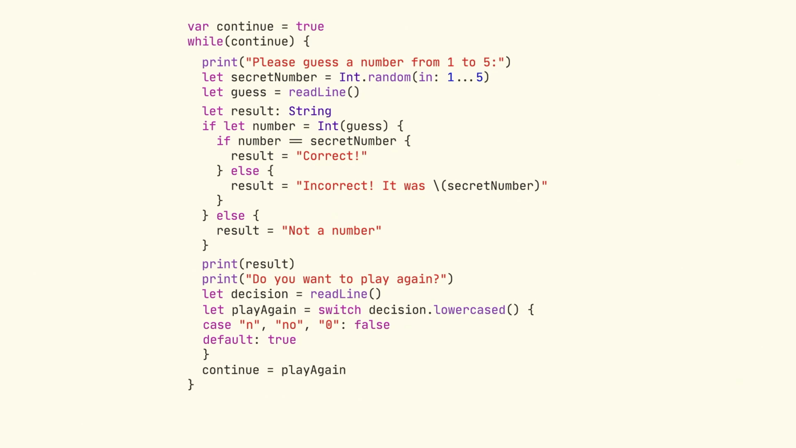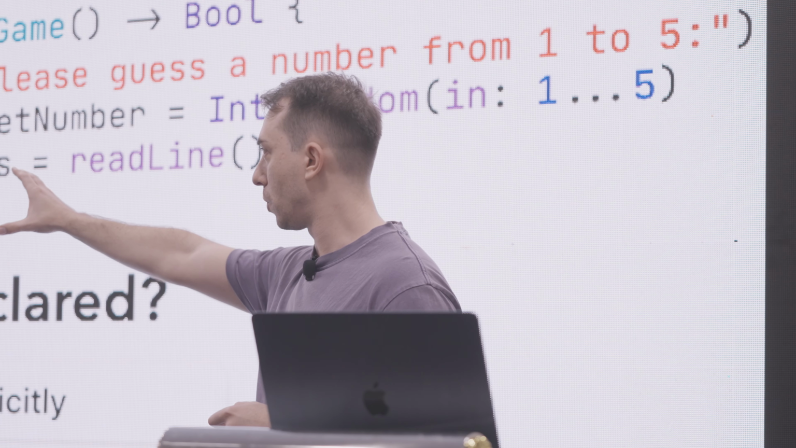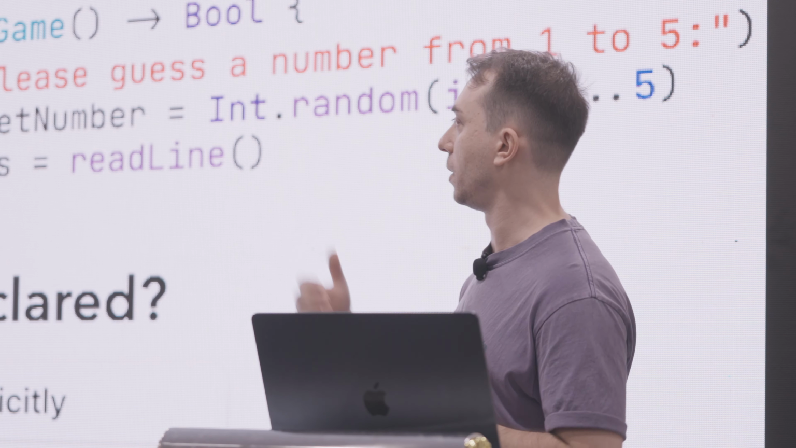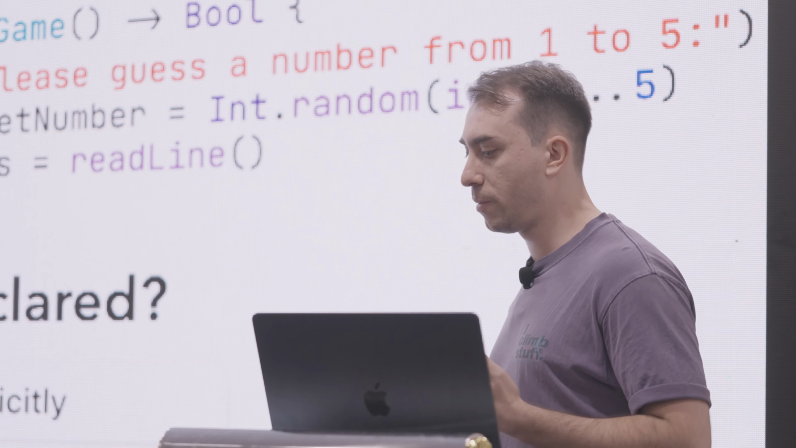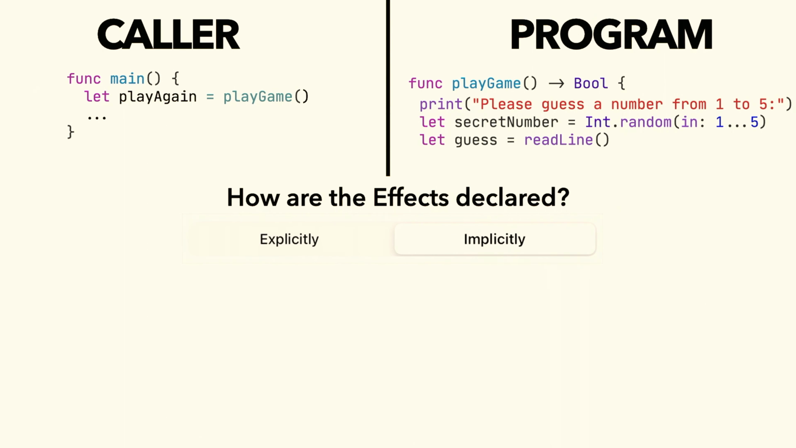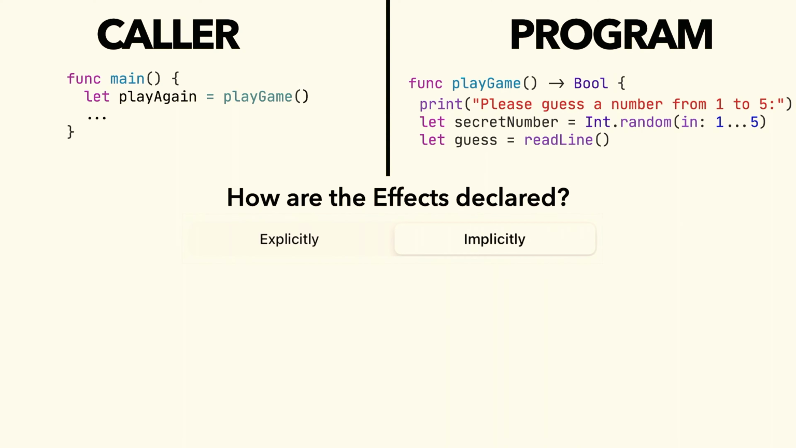OK, so let's look at this program from the standpoint of the program definition and the way the program is called somewhere, like in a main function. So we care about a few things here. We're talking about side effects. So the first question is, how are effects declared in this program? Implicitly or explicitly. If we look at the function definition here, at the signature of the function, there's nothing on the call side that indicates that any side effects are being performed. So anything can be happening in this function. So we say that the effects are declared implicitly.